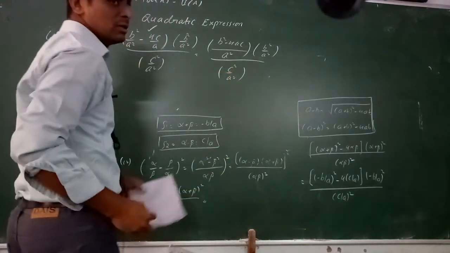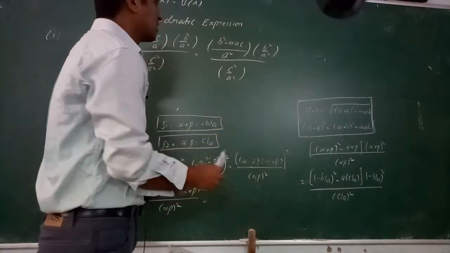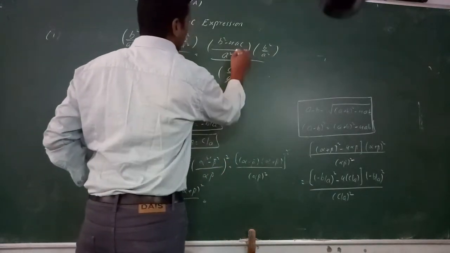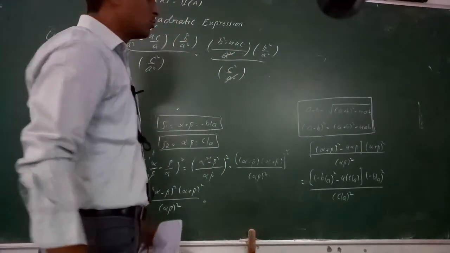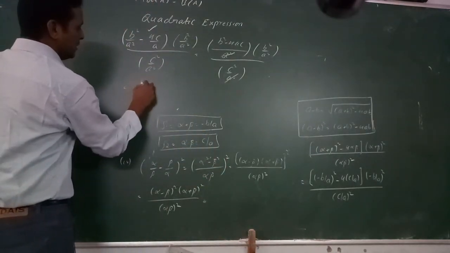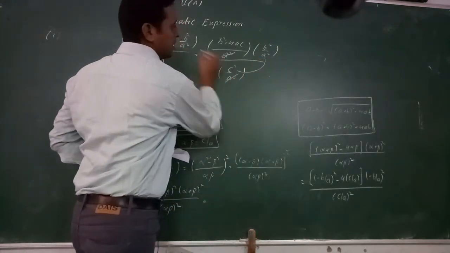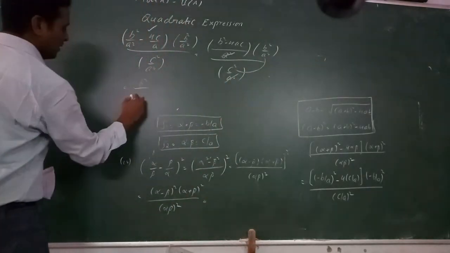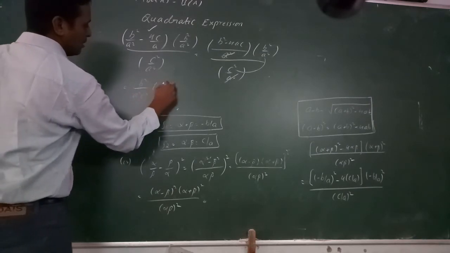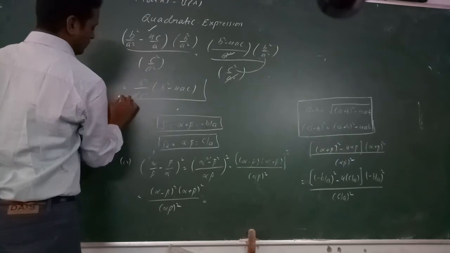Here the denominator is a square, and here a square, so cancelling one a square. Clearly, any doubt? So the final result is b square minus 4ac, by a square into c square.